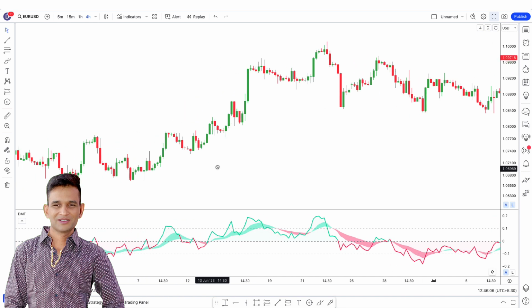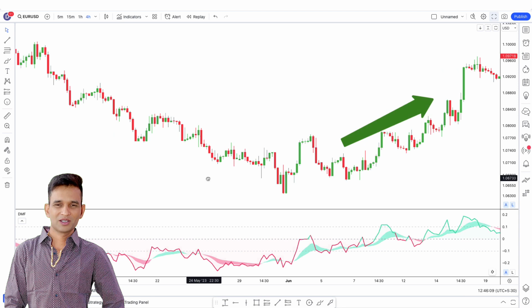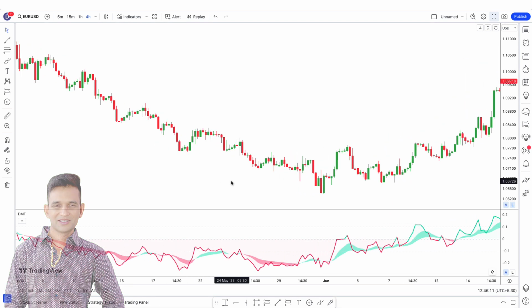This indicator helps us to discover which way the money is flowing in the market. It helps us to know if we have buying volume or selling volume. In other words, it helps us to know if there is more interest for buying or selling.